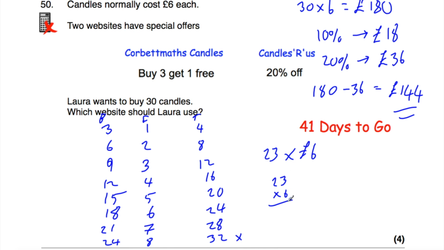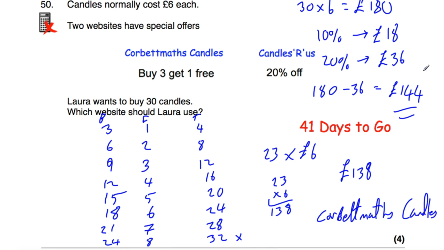So 6 times 3 is 18. Put an 8 down, carry a 1. 6 times 2 is 12 plus 1 is 13, so that's £138. So if she uses Corbettmaths Candles, it'll cost her £138 because she'd buy 23 and get 7 free. And then that means that the total price would be £138. So the question says, which website should she use? Well, the answer is Corbettmaths Candles. And that's it. If you got that, well done.